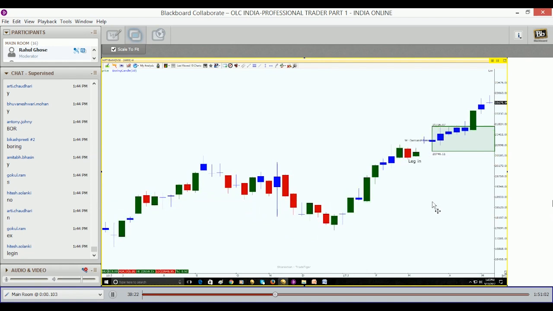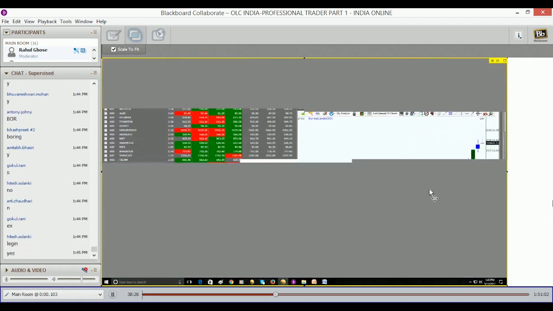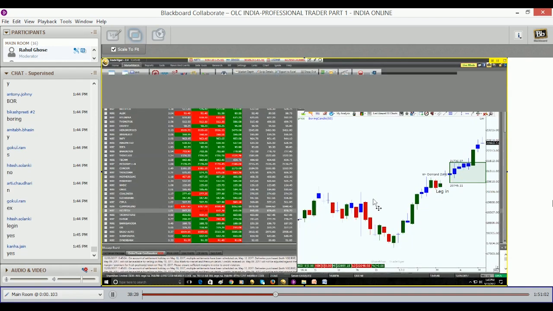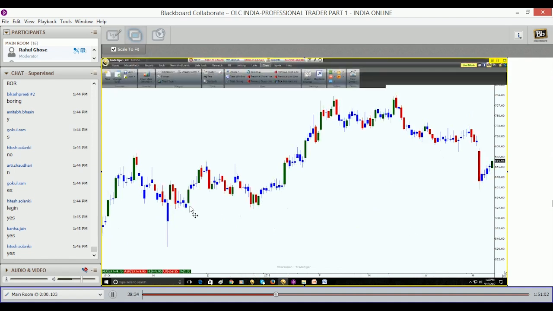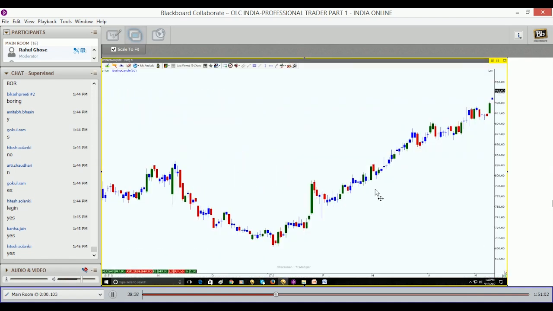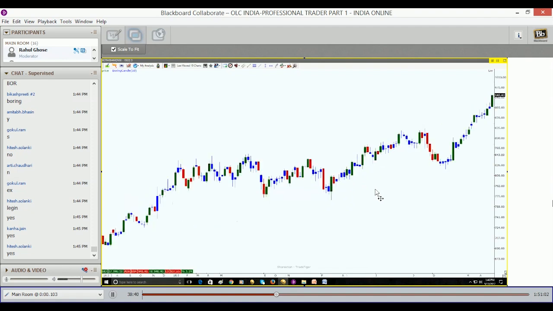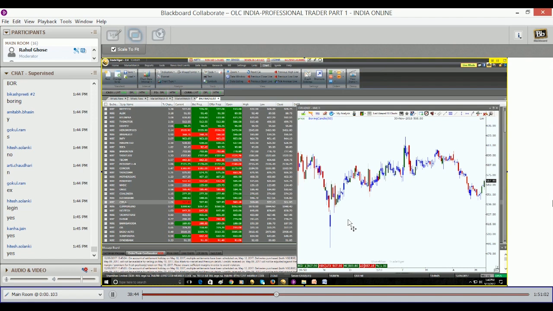Clear, everybody? Yes, shall we do an exercise on our own to mark a demand zone? Okay, now let me take you to mark a demand zone. And I'm going to give you a little bit of a challenging example.